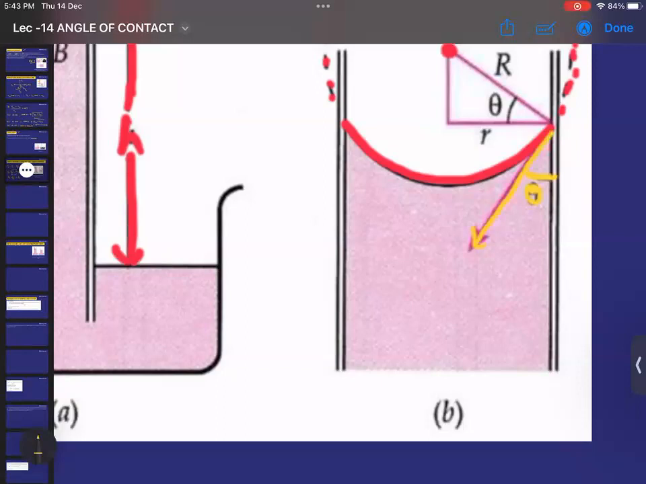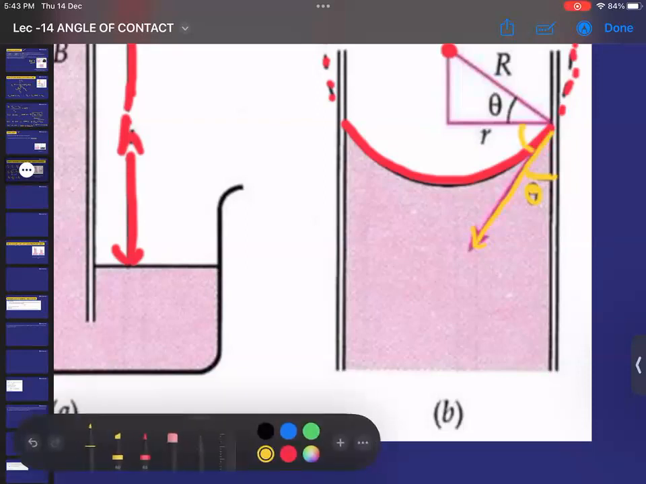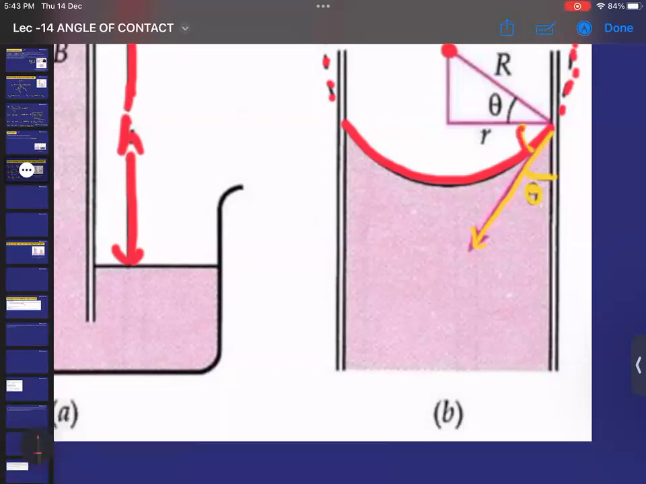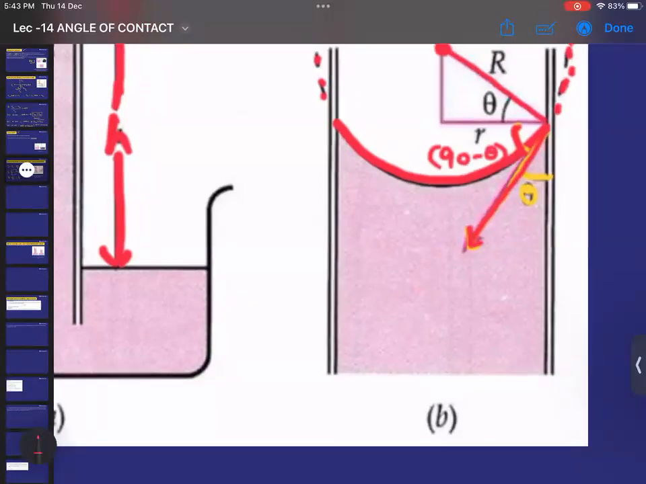Yes, sir. If that is the angle of contact, then how much will this angle be? Is it not going to be 90 minus theta? Yes, sir. And we know that the tangent and radius are perpendicular to each other. So when they are perpendicular, out of 90, 90 minus theta is gone. And how much is the angle that is going to be present here? That will be theta. I hope that makes sense.